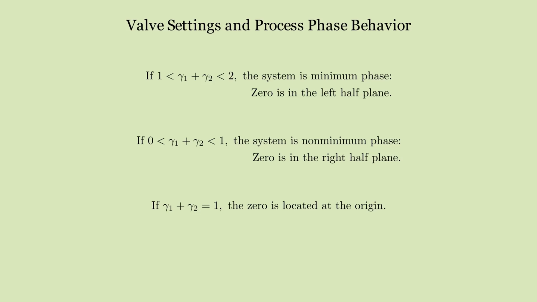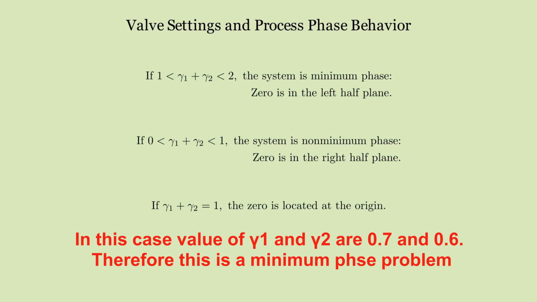If gamma 1 plus gamma 2 is less than 1, the system is non-minimum phase and the zeros lie in the right half plane. And if gamma 1 plus gamma 2 is exactly 1, the zero is located at the origin, making it a special edge case. In full-scale control, minimum and non-minimum phase should be linearized separately and the control parameters found individually. But in this video, we are using the minimum phase and keeping gamma 1 and gamma 2 constant all the time.